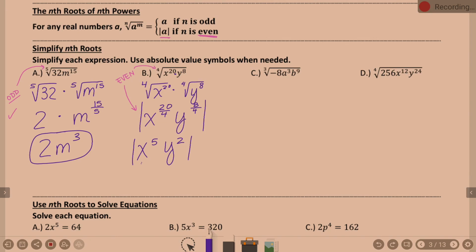So we're going to keep the absolute value there. y to the 2nd. If y was negative, what happens when you square a negative, though? It becomes positive. So does y squared need absolute value to make it positive? No. Anything squared is automatically positive. So I'm going to write my final answer as the absolute value of x to the 5th times y to the 2nd. And that y to the 2nd is outside the absolute value because I don't need it to keep it positive. Okay?